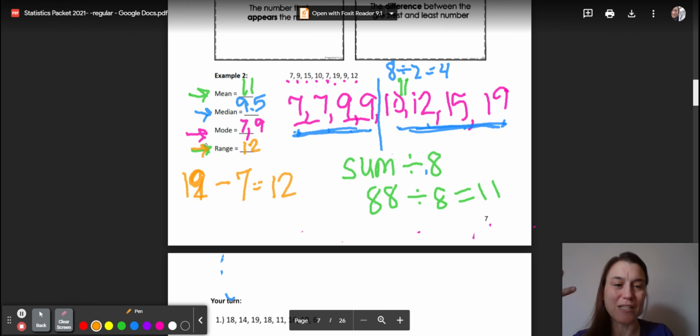That's how far apart the data is spread. So this 12 isn't the 12 in the data. The range might not look anything like your data at all. It just so happens to be a number in the data set. The range is how far apart it is, so it could be totally different than what your data looks like, depending on how far apart it's spread.